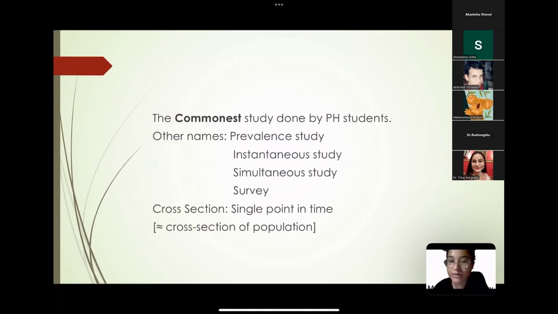Now, it is the commonest study done by public health students. It is also known as the prevalence study because we have the denominator, I told you. This is a set of population. It is an instantaneous or simultaneous study. That means it is cross-sectional, a snapshot of time, like how we take a screenshot. It is not longitudinal in nature. It is also known as a survey. So cross-section means a single point of time, like a snapshot of time.